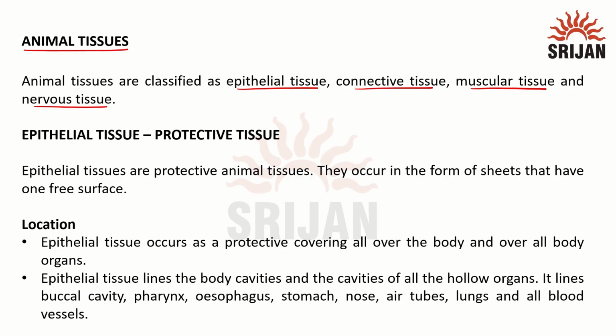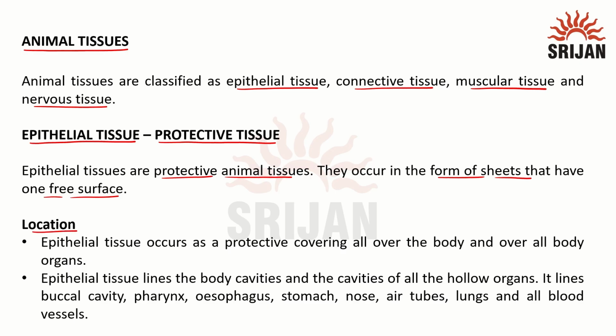First, we will try to understand the epithelial tissue, which is the outermost and as well as the innermost layer in the body, which helps in protection. So, epithelial tissue are protective animal tissues. They occur in the form of sheets that have one free surface.